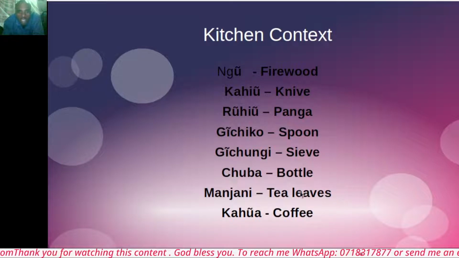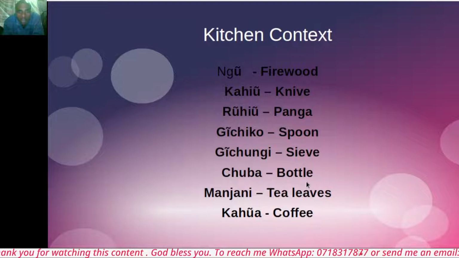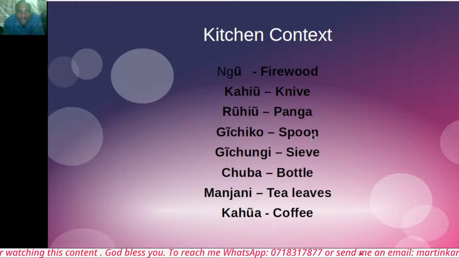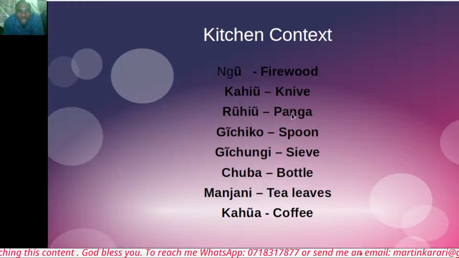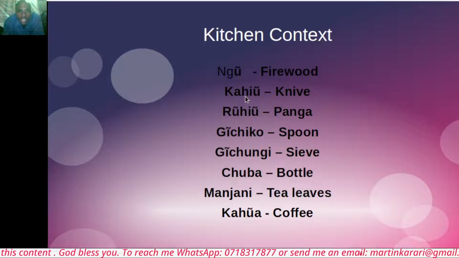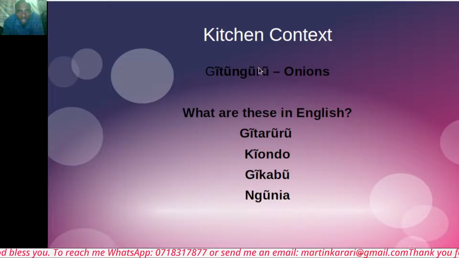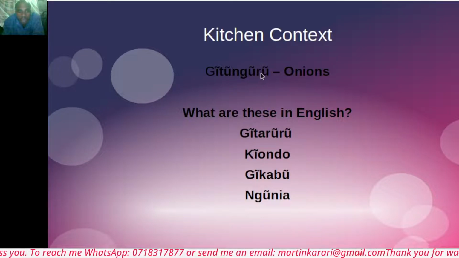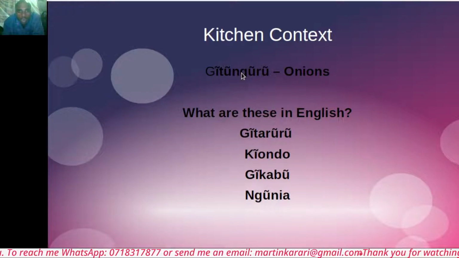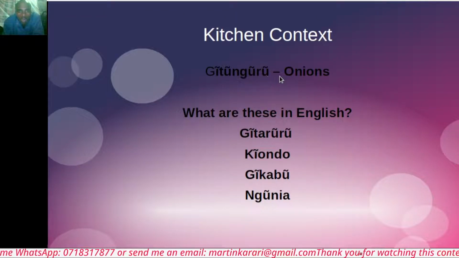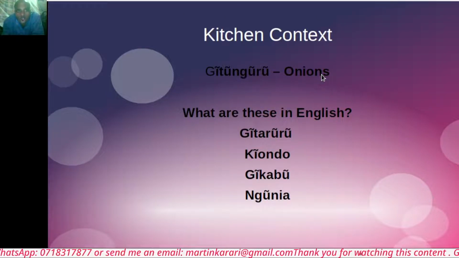Majani, tea leaves. Shufa, bottle. Geshugi, sieve. Geshiko, spoon. Rohio, panga. Kahio, knife. Go, firewood. And we have the last word, getogoro. Getogoro is onions.